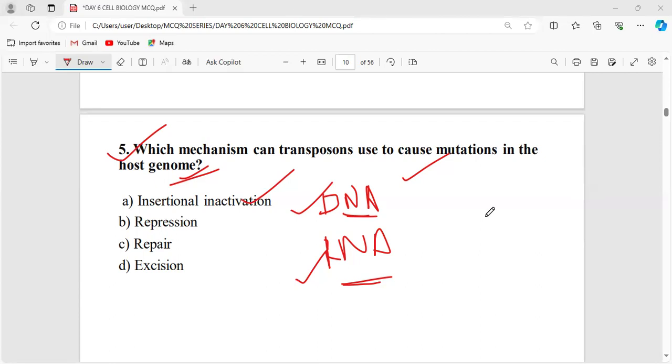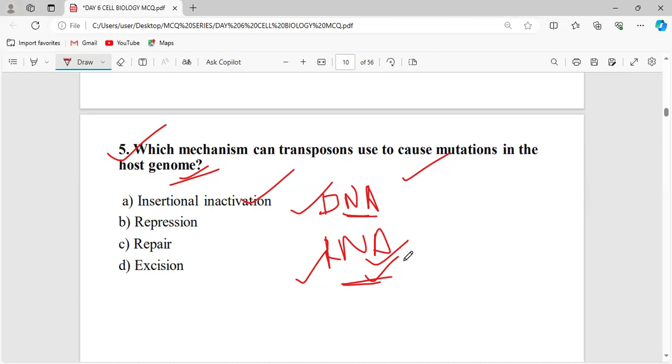Very good. In eukaryotes, generally we can find both types of transposons, but RNA transposons are very common. We can say both DNA and RNA transposons will be there, but class 1, that is RNA retrotransposons, will be very common in eukaryotes. But in prokaryotes, only class 2, that is DNA transposons, is possible.